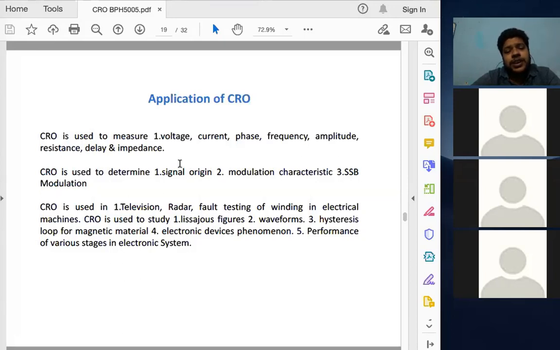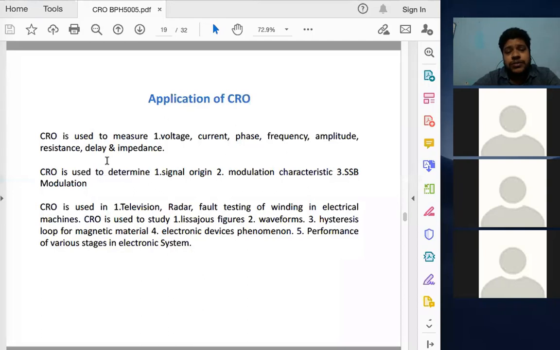Actually, whenever you did some experiments in second semester and third semester, you may have used CRO to measure some things. So here you see a lot more things which you haven't done, but there are a few things you have already calculated, like voltage and frequency, amplitude, current, phase, resistance, delay, and impedance. These are the things that can be measured with CRO.